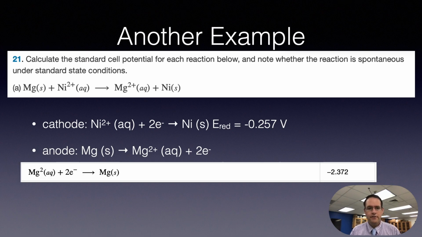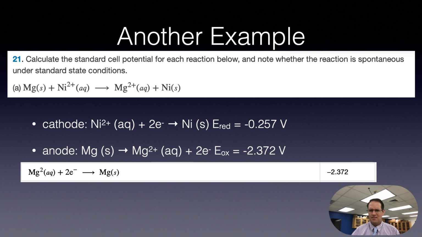So you hunt around for that reaction. There's a mistake here in the OpenStax Chemistry textbook. I just cannot control it, but that should be magnesium 2 plus, as the ion, plus 2 electrons going to magnesium. Once again, it looks flipped, but that's the closest match there. And the E for this is negative 2.372 volts.